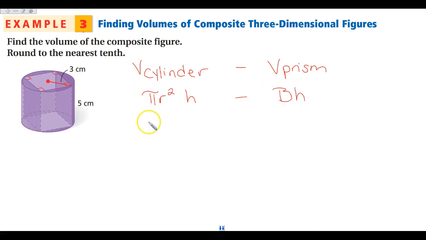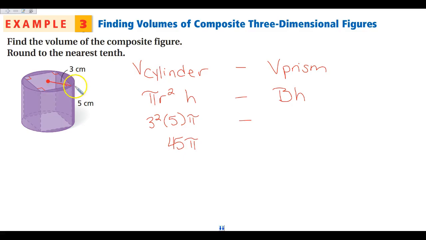So let's start over here. My radius, notice that they give you the radius of this square base, okay? So that is the radius of the cylinder, so it's 3, so it's 3 squared. The height of the cylinder is 5, and we're going to multiply that by pi. So this is going to be 9 times 5, and it's going to give me 45 pi here.